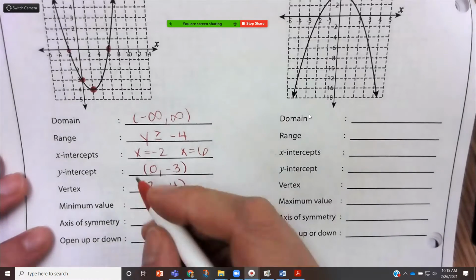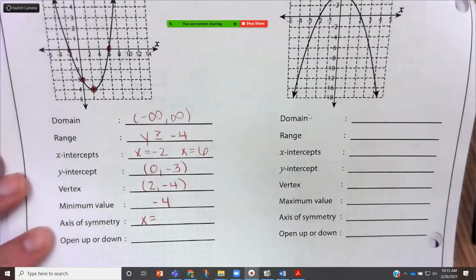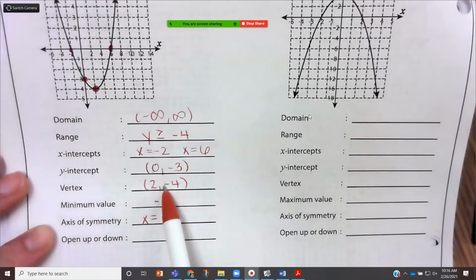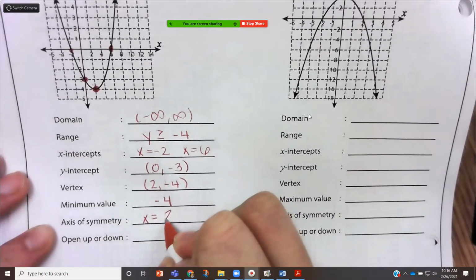Axis of symmetry is always x equals. So don't lose any points for that. You just automatically want to put x equals. And then in this case, it's equal to the h value or the x value of the vertex. So 2.